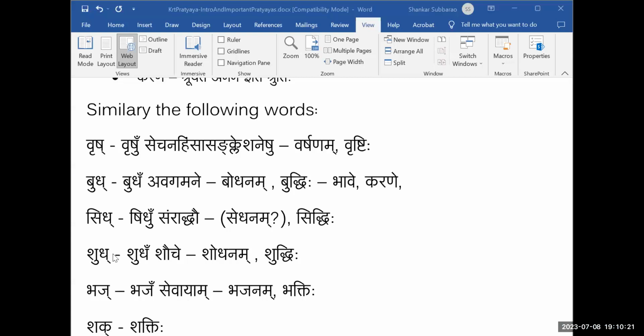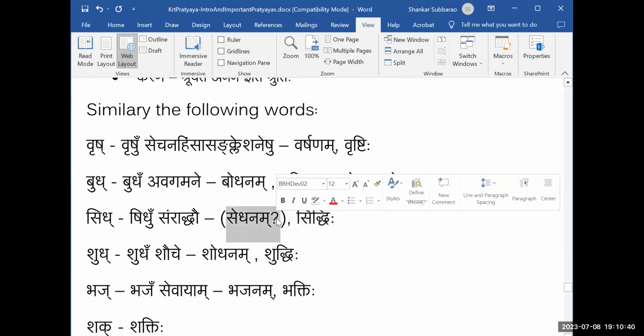Okay. Siddh. Siddh samradhau, to accomplish. What are the meanings now? Siddhi. What is siddhi now? Accomplishment. Accomplishing, accomplishment. But I have not seen a word sedhanam so far in my life, okay? It should be there, but I haven't seen it. Which means if you said to somebody sedhanam, they won't understand what you're talking about. But siddhi, they will understand. Therefore, better to stick to words which are well known.